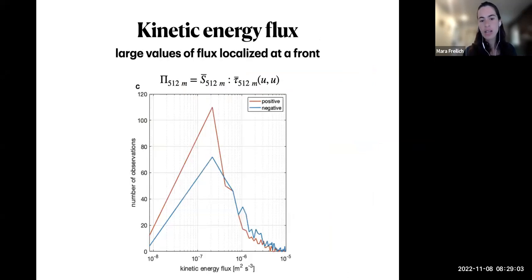And just to highlight that again, this sort of intermittency of kinetic energy flux. So here showing the PDF of the kinetic energy flux from the whole transect. And we see that actually both the positive and negative fluxes of kinetic energy have these skewed distributions. While the kinetic energy flux in this frontal region was predominantly positive, we have large tails in both positive and negative flux.